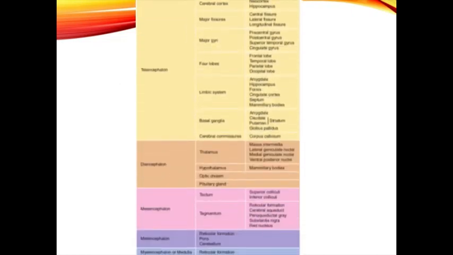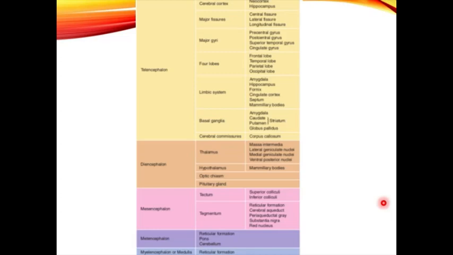Okay. So, para mas matandaan nyo, you can screenshot this. No? Ito yung 5 divisions: telencephalon, diencephalon, mesencephalon, metencephalon, at saka myelencephalon. So, telencephalon, ito na. Basahin nyo na lang. You can screenshot this. Bigyan ko kayo ng mga 2 seconds.